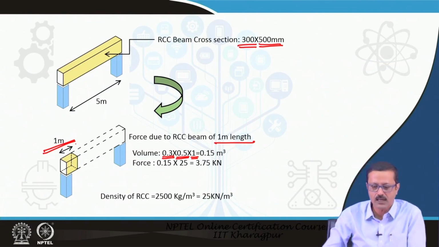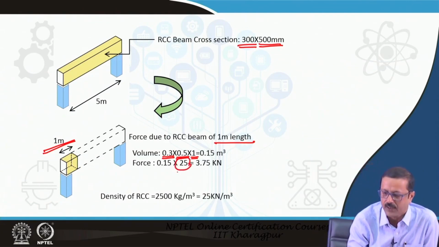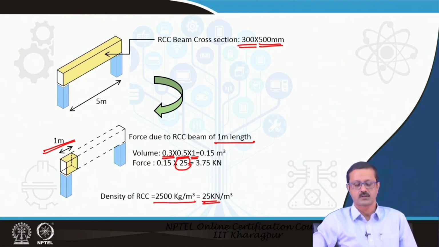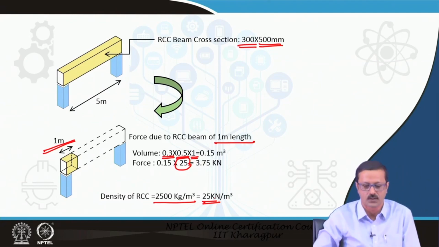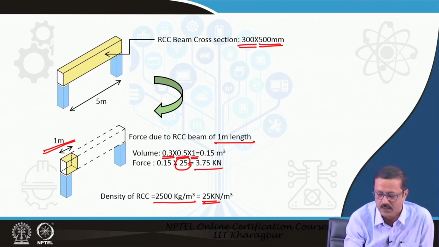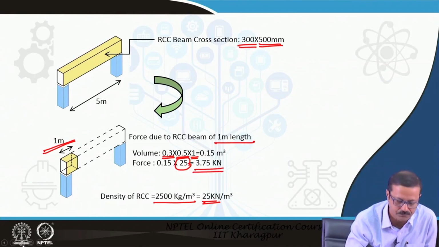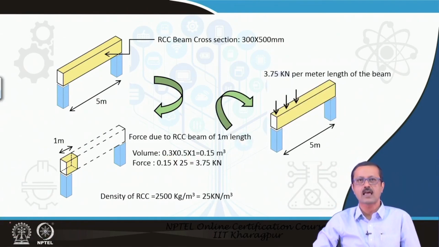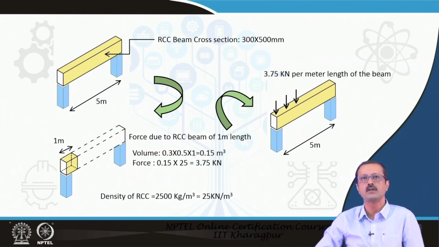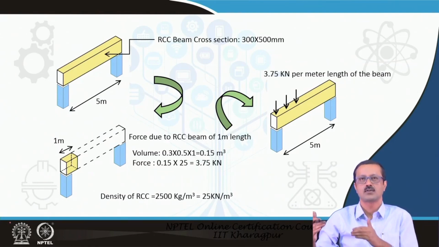Now, I multiply that with 25. Why 25? The density of RCC is 2500 kg per meter cube, which is equivalent to 25 kilonewton per meter cube. So, if I just multiply with 25, I can directly find the force in kilonewton. So, 0.15 into 25 is 3.75 kilonewton. That means this particular beam has a load intensity of 3.75 kilonewton per meter length. It has 5 meters, so I have to multiply it 5 times.